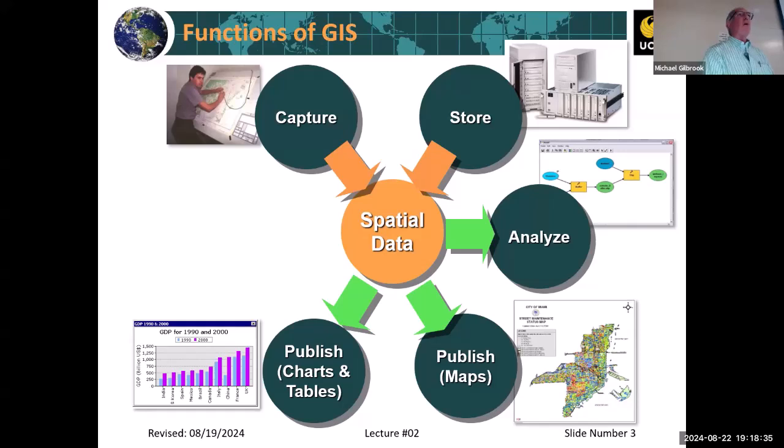Okay, so for that, I only need a chart. I don't need to see a map. In fact, a map might be confusing. What I need is a table that says this one impacts very few wetlands and that one impacts way too many wetlands.